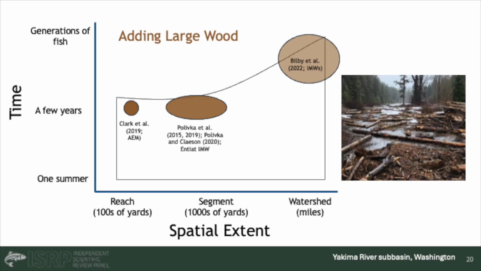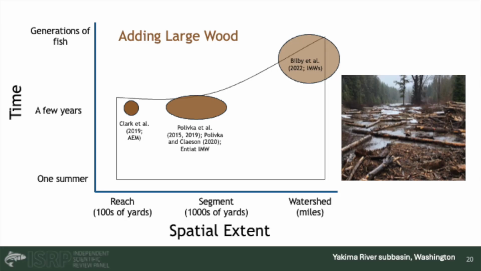And then Bilby et al., large wood or beaver dam analogs were installed in 12 of the 13 IMWs they reviewed, and tallies showed increased habitat complexity in 8 of 12, positive responses of juvenile or adult fish in 10 of 12, and large wood or BDA additions were typically only one of the several habitat restoration treatments, so there were other actions that were taken.